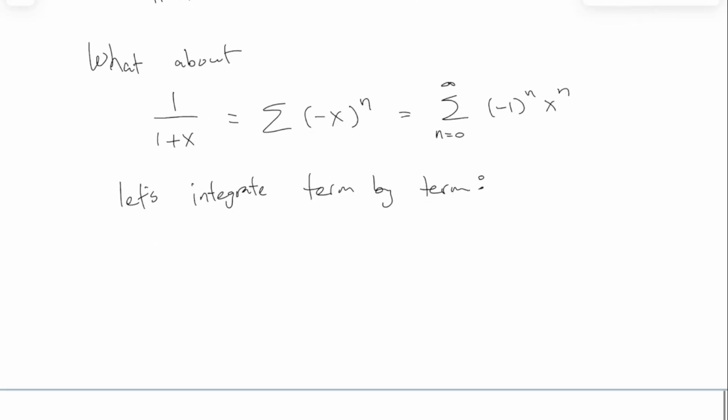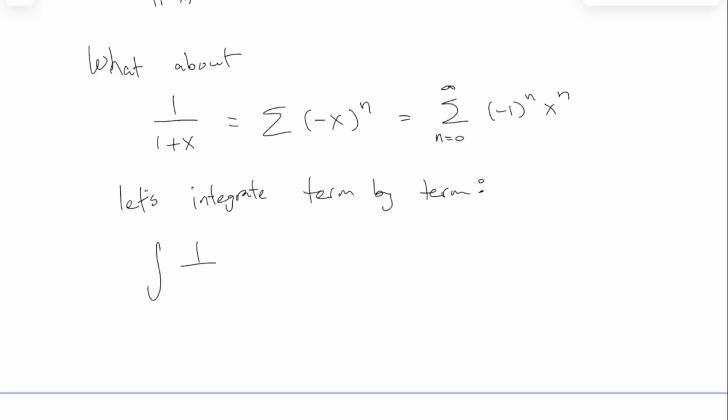What happens? On the left side, it's going to say the integral of 1 over 1 plus x. This is not so hard of an integral to do. Anybody got a suggestion? How about a u substitution? I like that idea. What do you want for the u? 1 plus x. Yeah, let's say u equals 1 plus x.